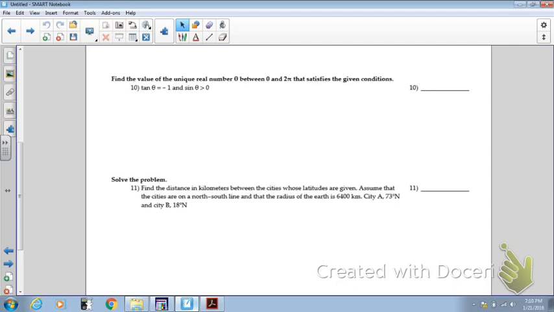All right, we're going to look at a different way, maybe an easier way to solve a problem like number 10 here that says find the value of the unique real number between 0 and 2 pi. So again, we're going to be in radians. And we know that tangent is -1. Tangent of theta is y over x again. And in order to get a negative, we either have to have a negative over a positive or a positive over a negative. So one of our x and y coordinates has to be positive and one has to be negative, and it has to be the same number because that's how you get a 1.